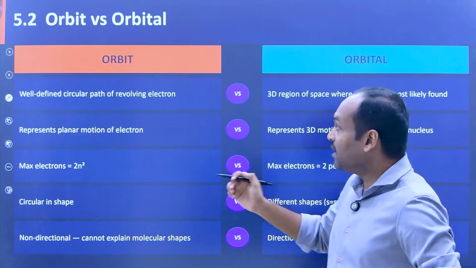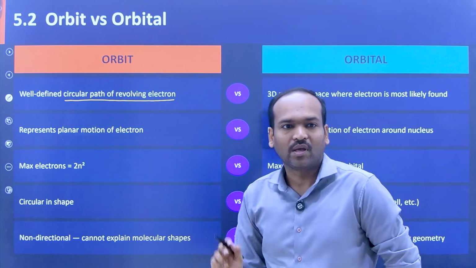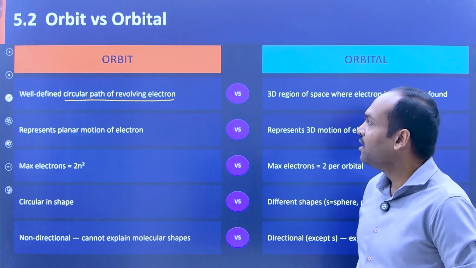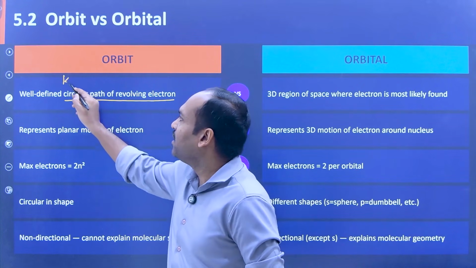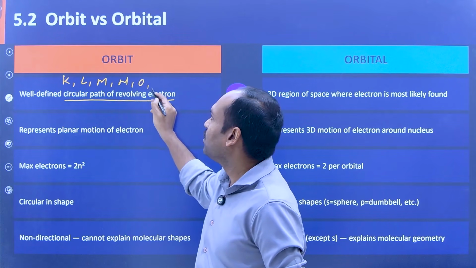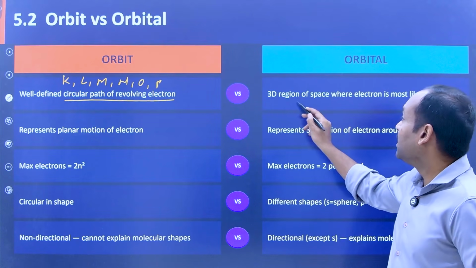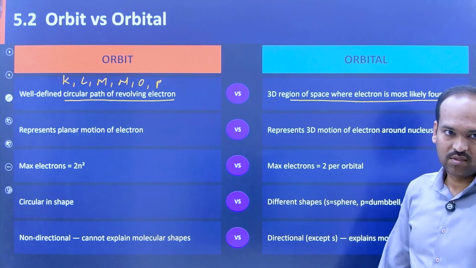Look, orbit is a well-defined circular path of a revolving electron. So orbits are like K, L, M, N, O, P, like this. Orbital is the 3D region of space where the electron is most likely found.